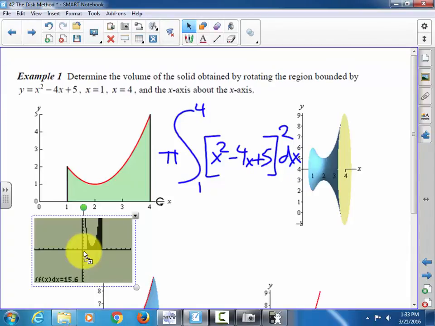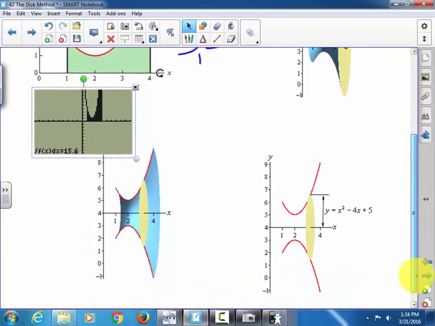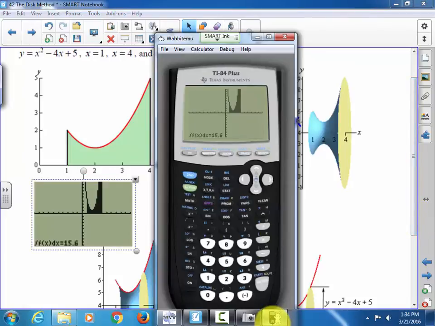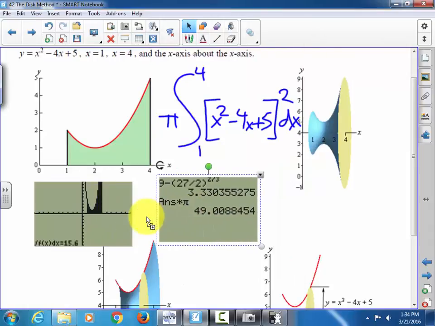What'd you get as the volume again? I got 15.6. That is not what I got. Okay. What did you get? I got 195.6. Oh, I haven't multiplied it by pi yet. You're probably right then. If I do that times pi, 49. I forgot to multiply it by pi. That should be the correct answer there, the 49.008.